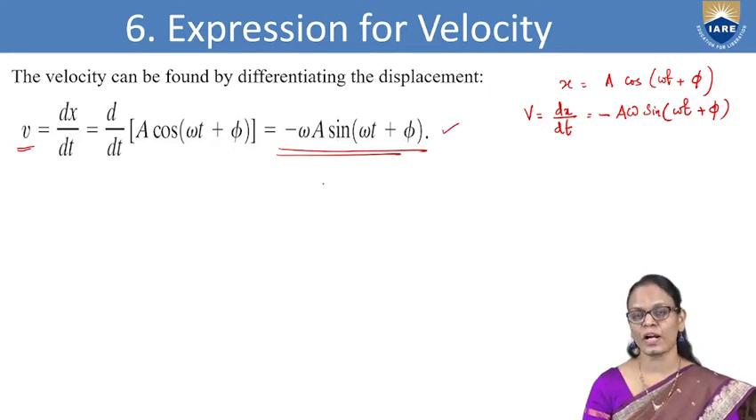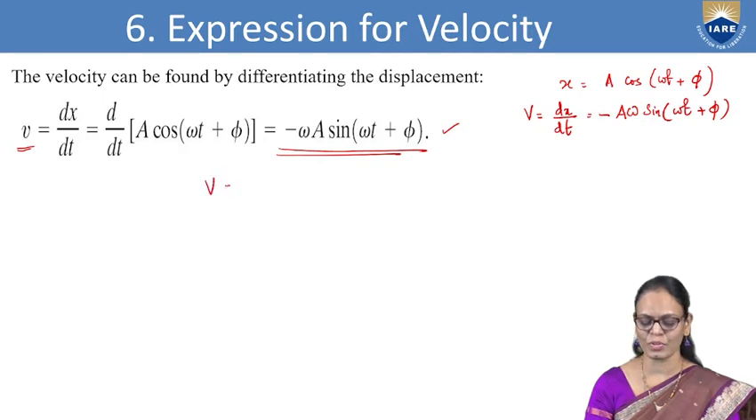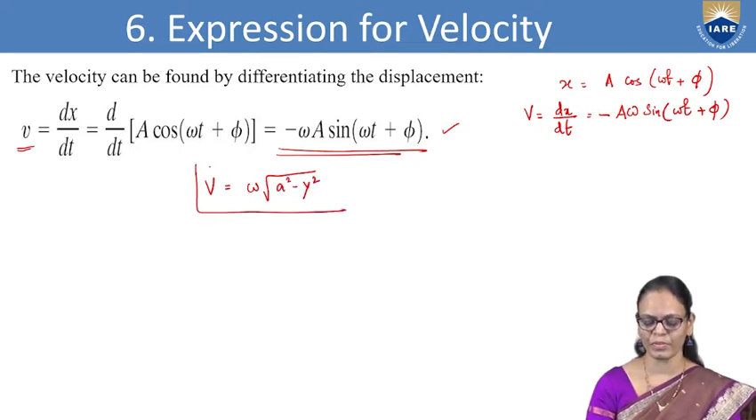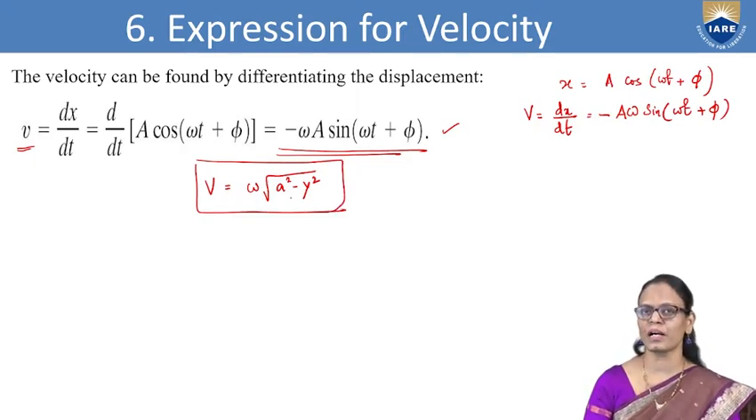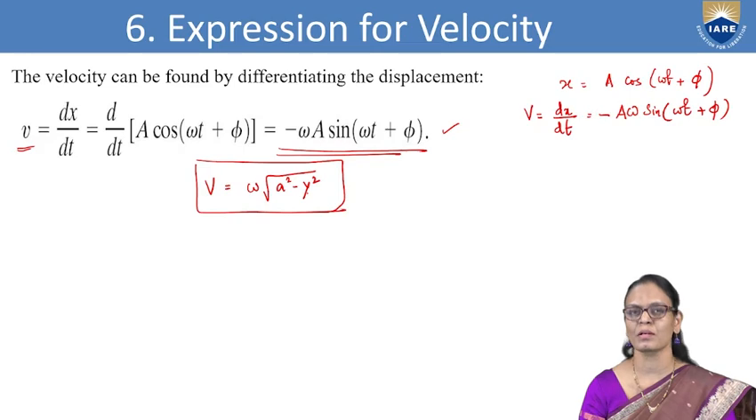And if we have to find the velocity, we also use the formula v is equal to omega under root a square minus y square. If you are going to derive the expression for v, we use v is equal to omega under root a square minus y square. From here, we are getting the values of v maximum and v minimum.